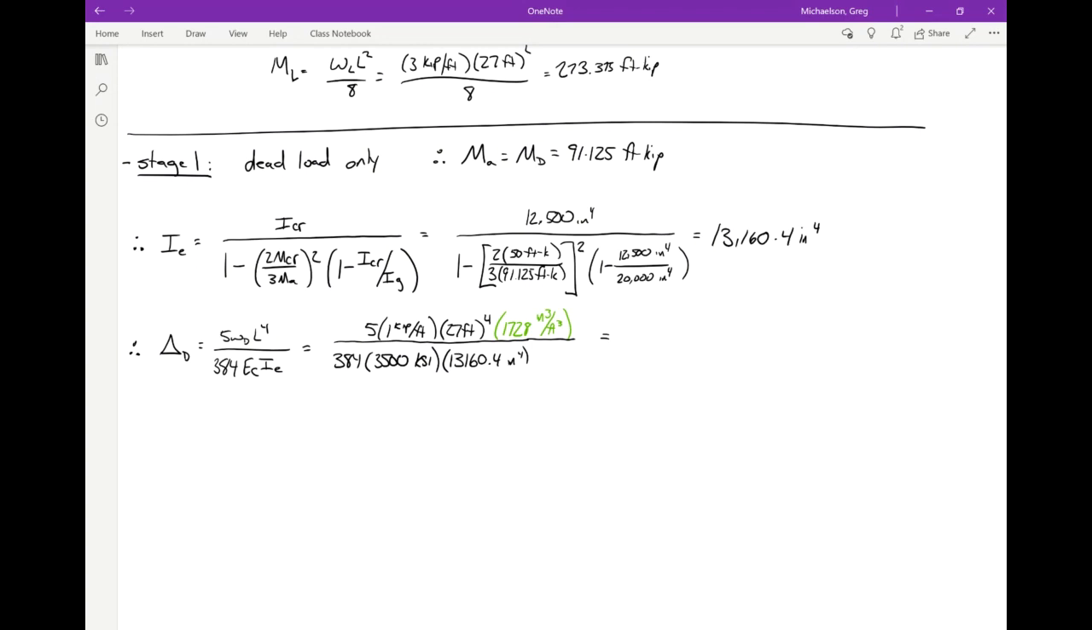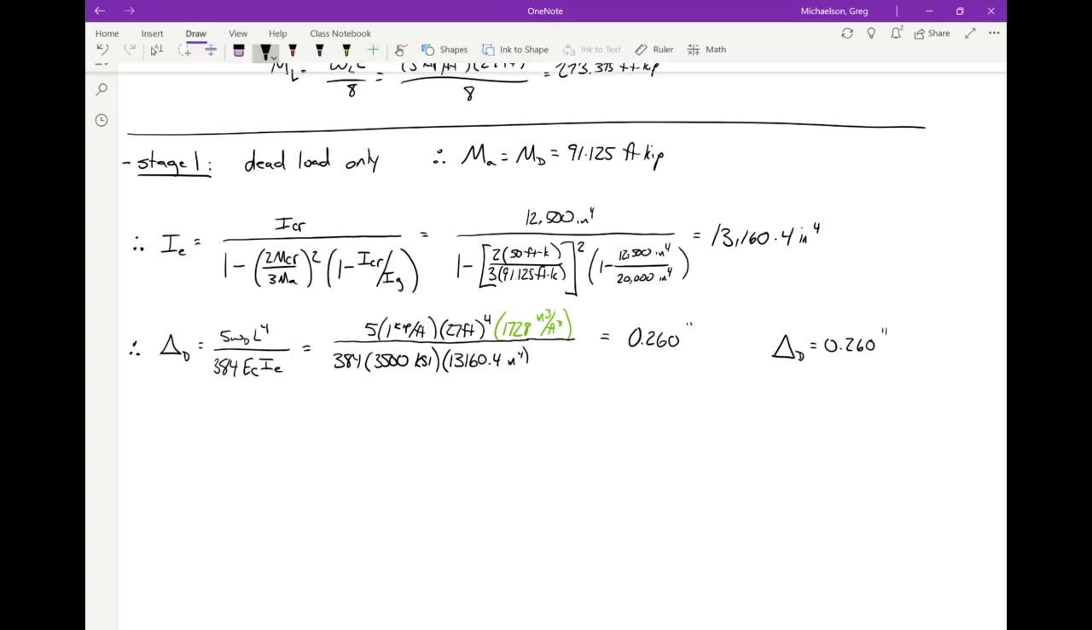There you go. 0.260 inches. Okay, so I'm going to write this over here. The deflection due to the dead load is 0.260 inches.